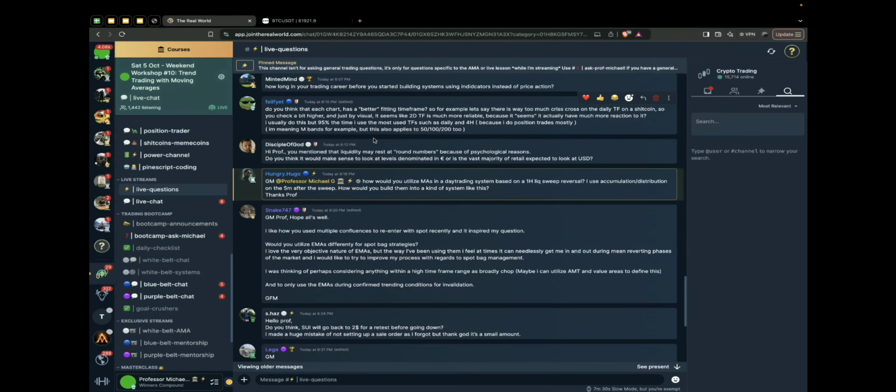Felfiat, GM, do you think that each chart has a better fitting time frame? For example, let's say there's way too much crisscross in the daily time frame on a shitcoin. So you check a bit higher, and by visual, it seems like 2 days is much more reliable because it seems to have much more reaction to it. I usually do this with 95% of the time. I use mostly time frames such as daily and 4 hour.